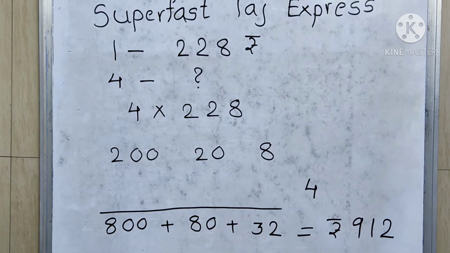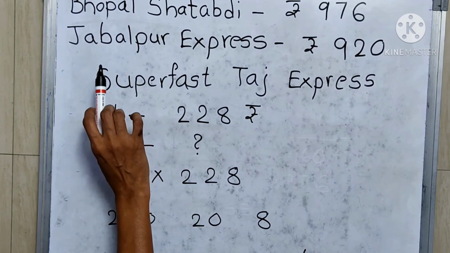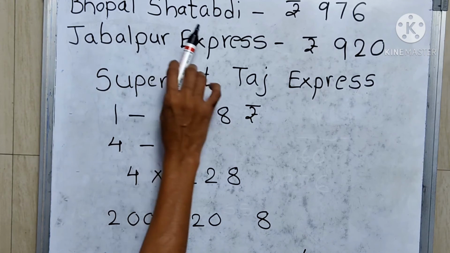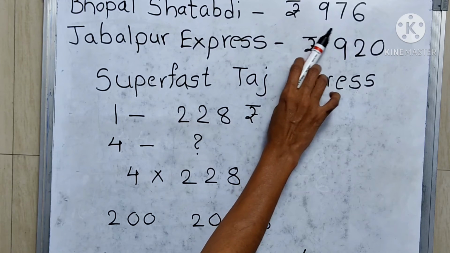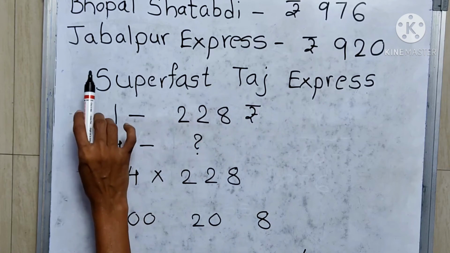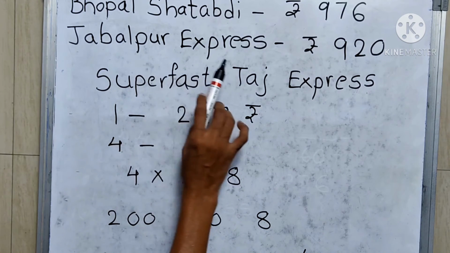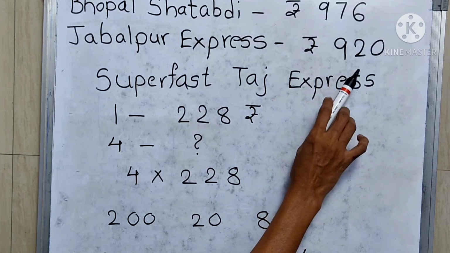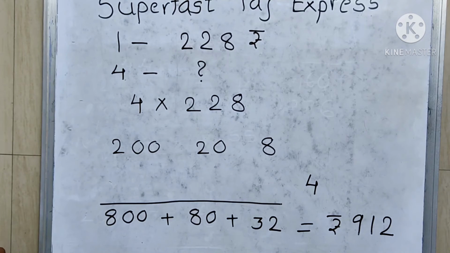We have to compare the cost of ticket for these 3 trains. The cost of tickets for Bhopal Shatabdi is 976 rupees. The cost of tickets for Jabalpur Express is 920 rupees and for the Superfast Taj Express is 912 rupees. So children, Milan should choose Superfast Taj Express because he needs to pay less money.